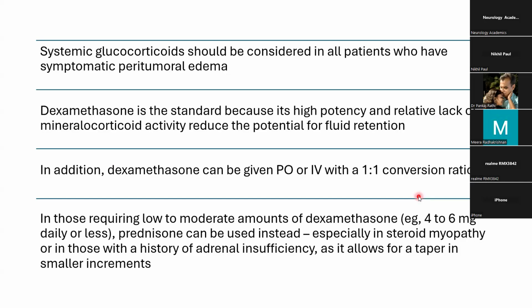This is just to discuss the role of steroids. In patients who have symptomatic peritumoral edema, systemic steroids should definitely be considered. And which one? Most guidelines recommend dexamethasone because of its high potency and its relative lack of mineralocorticoid activity. Also, you can easily convert it from oral to IV with a 1:1 conversion ratio.